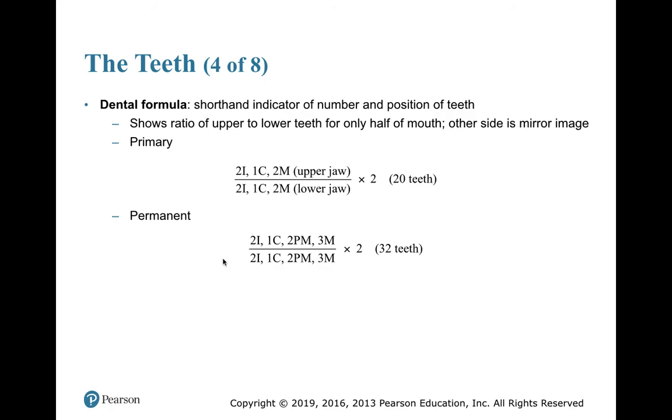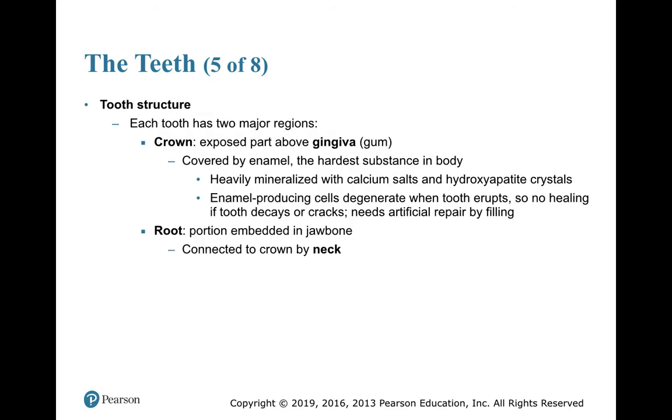You do the same thing with permanent teeth. In permanent teeth, we have 2 incisors, 1 canine, 2 premolars, and 3 molars on the top and on the bottom, one side of the mouth. So you get a total of 32 teeth.